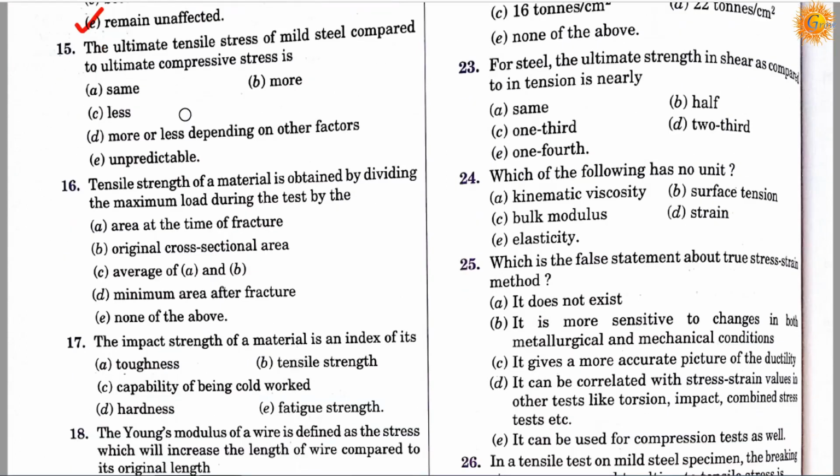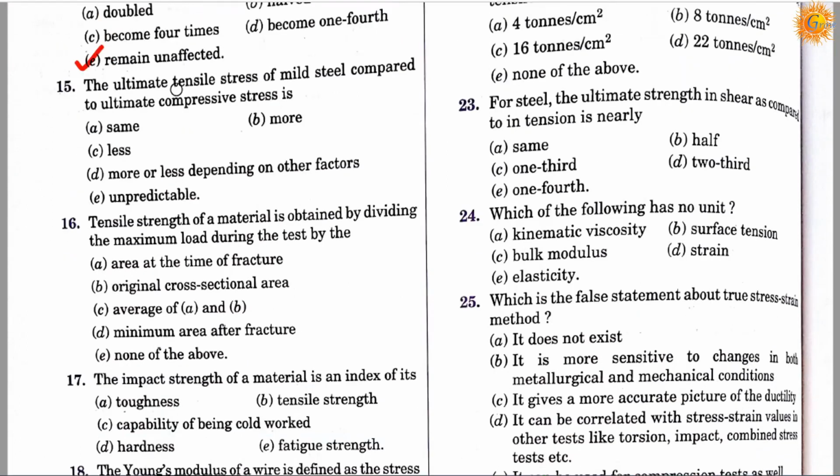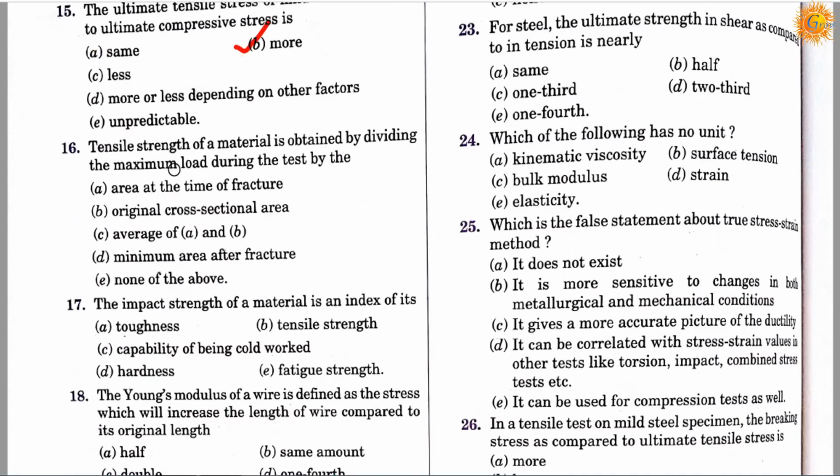Question number 15. The ultimate tensile stress of mild steel compared to ultimate compressive stress is: option A, same; option B, more; option C, less; option D, more or less depending on other factors; and option E, unpredictable. Correct answer is B, it will be more.